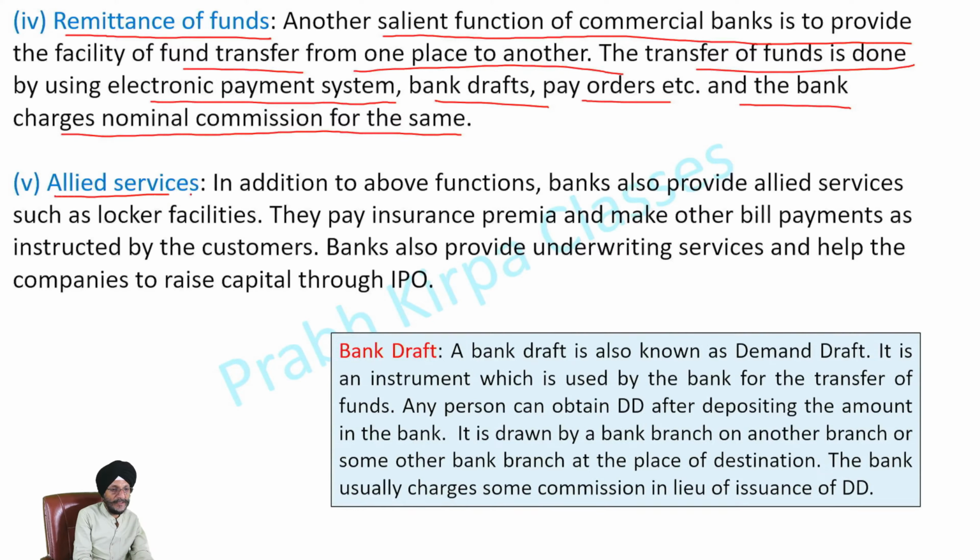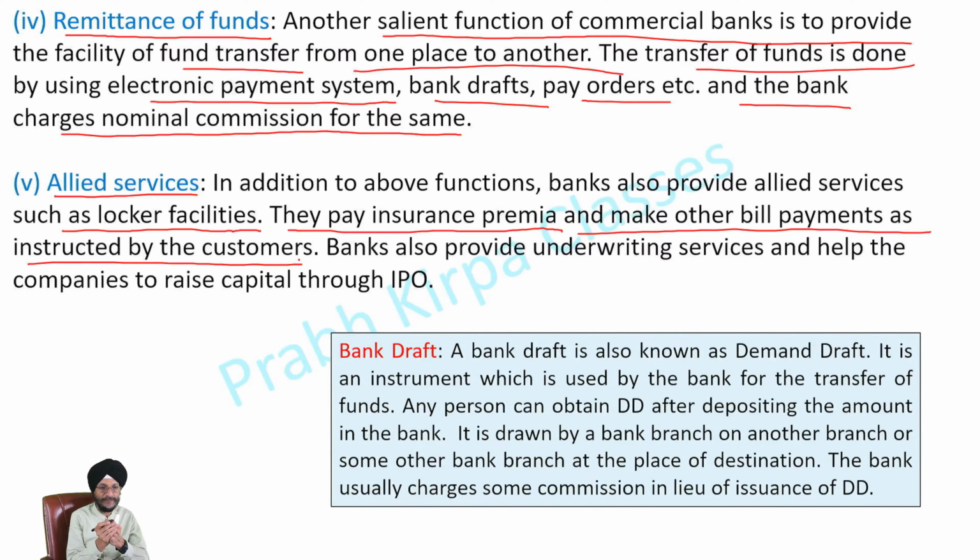Next come some of the allied services which are provided by the banks. These are, say, locker facilities. Banks also pay our insurance premium and make other bill payments as instructed by the customers. Of course, they will make the payment from our account. Banks also provide underwriting services and help the companies to raise capital through initial public offer.